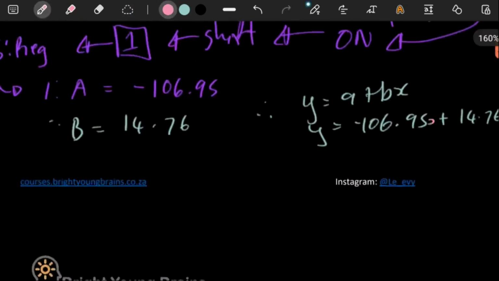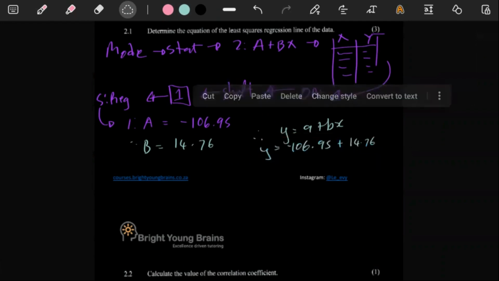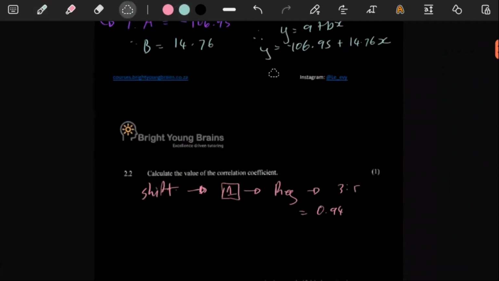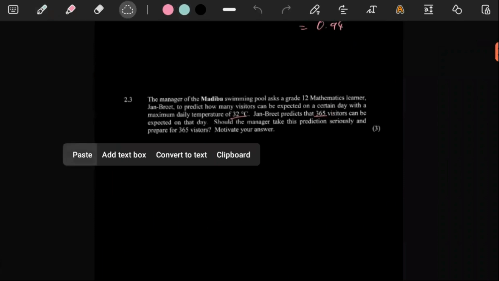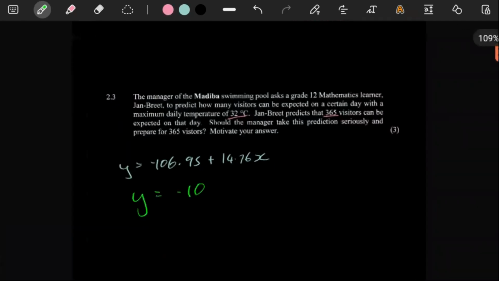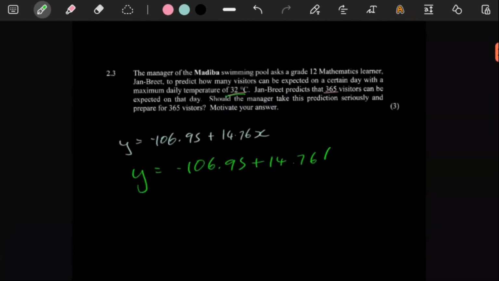I forgot to put x over here. Oopsie. Maybe I wrote it down, but it was out of the page, so it didn't show. Let me copy this thing here. We need this formula, and we need to put values into it. It says y is equal to negative 106.95 plus 14.76. Okay, wait, no, this is the temperature. So temperature would fall under the x, right? Let's put a 32 there.